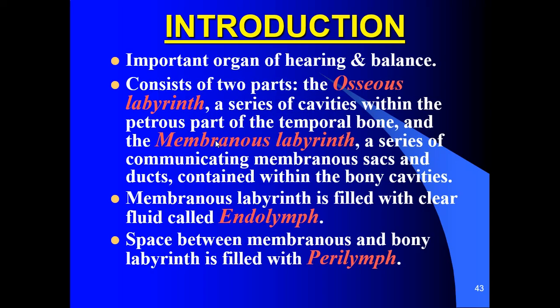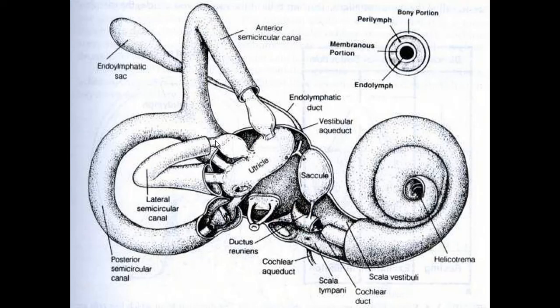Well, coming to the anatomy of the inner ear, it is an important organ of hearing and balance. It consists of two parts: the osseous labyrinth, a series of cavities within the petrous part of the temporal bone, and the membranous labyrinth, a series of communicating membranous sacs and ducts contained within the bony cavities. The membranous labyrinth is filled with a clear fluid called endolymph. The space between the membranous and bony labyrinth is filled with perilymph.